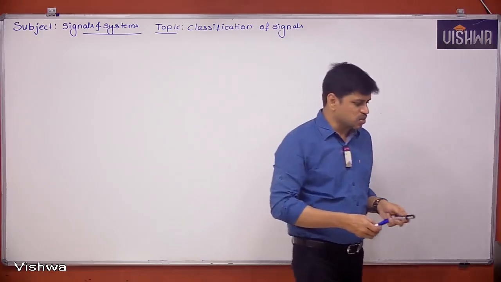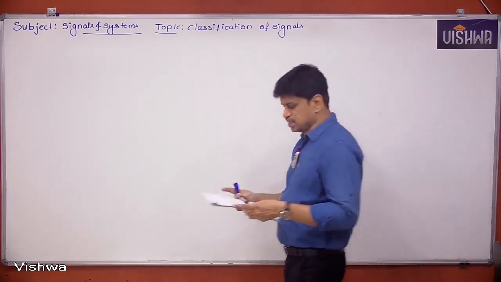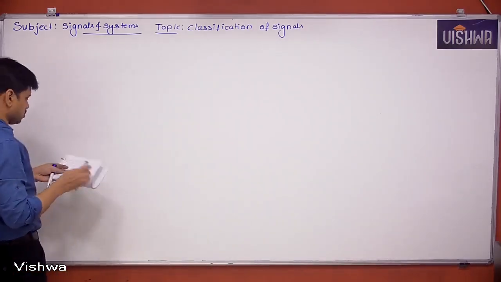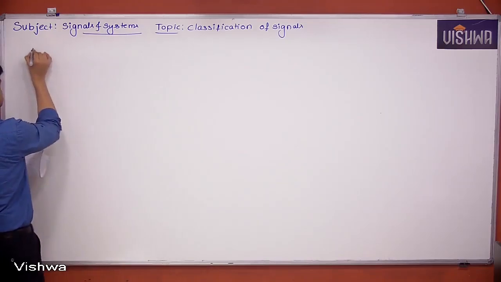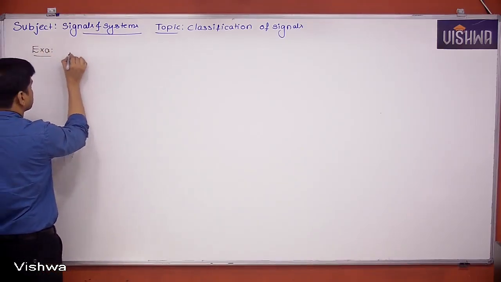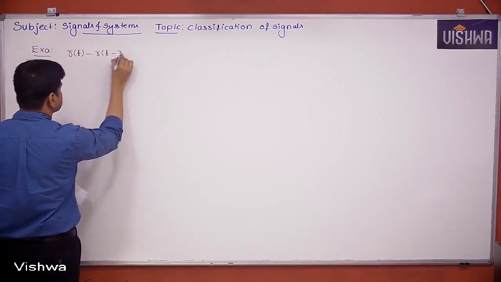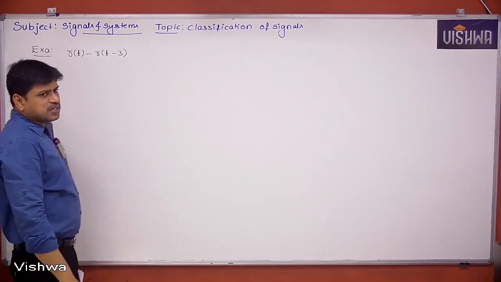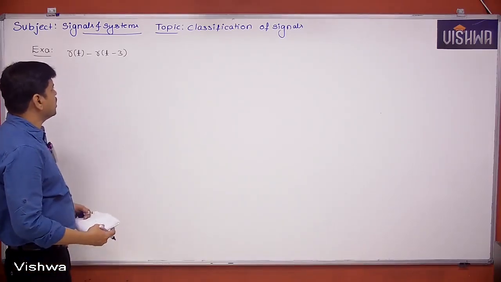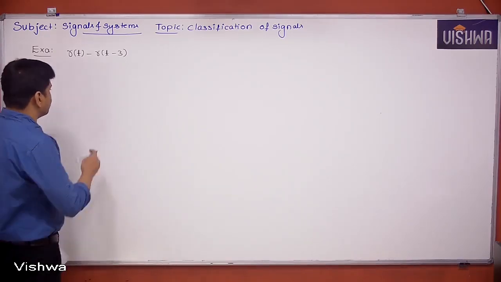Let's take some examples so that you can say what kind of signal it is. Example: r of t minus r of t minus 3. By observing this r, that means the ramp function, many people think it is going to be neither energy nor power signal, but that is not the way. First, we have to observe the waveform. We know how to draw this waveform.